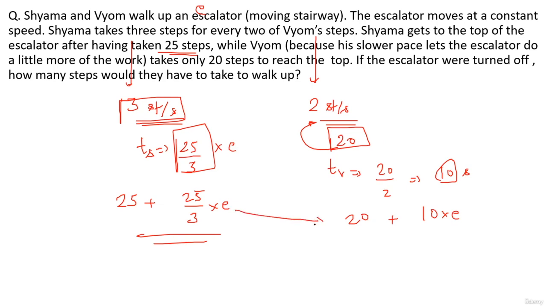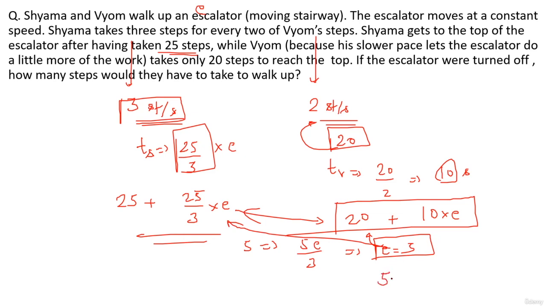You just equate these two. When you do that, you can multiply throughout by 3, or you can just take 5 on this side. Take 20 out of 25, and take 25 by 3 out of 10e. You will get 5e by 3, which directly gives you e equals 3. Now substitute e equals 3 in either of these and you will get the answer, the number of steps on the escalator when they switch it off. 3 times 10 plus 20, the answer is 50. There are 50 visible steps on the escalator.